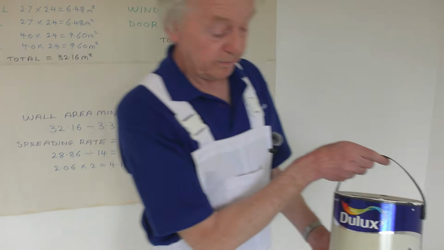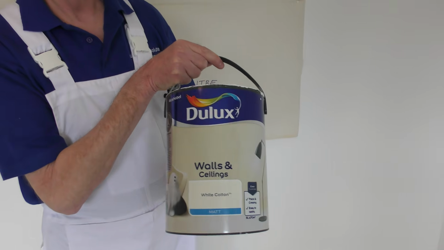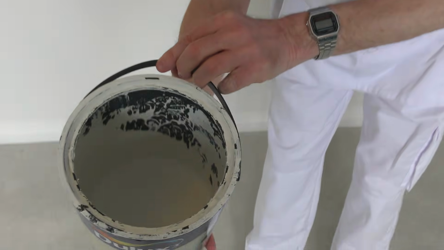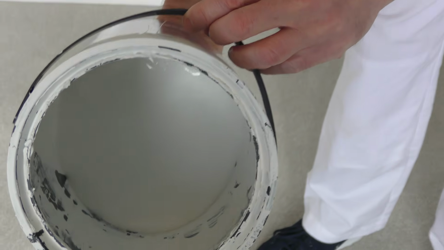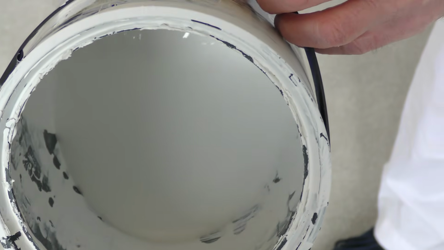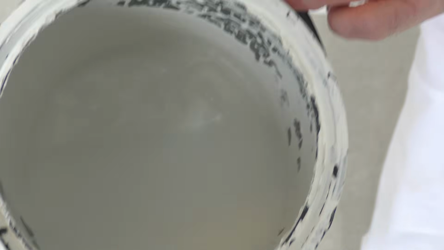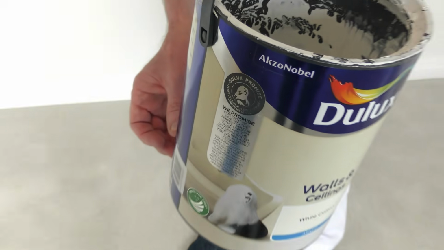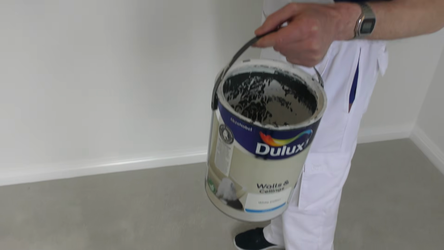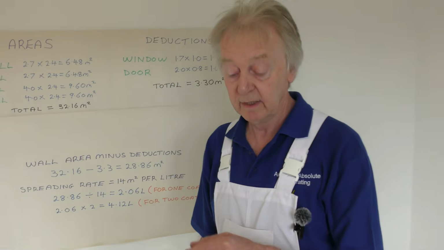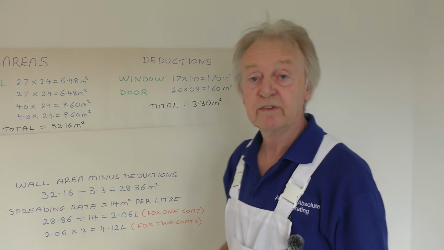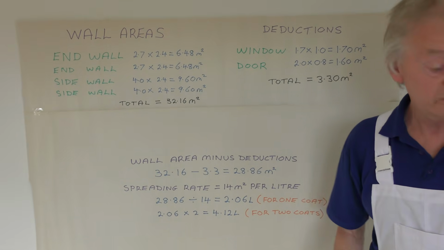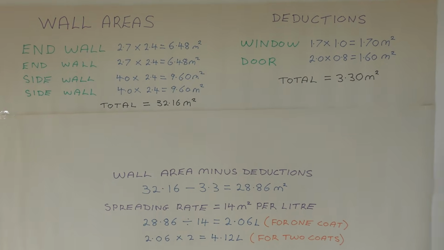So this was the can of paint. White Cotton was the colour, look. So if we have a look inside, just tilt the can like that so the camera can get that. You can see this is a 5 litre tin, and I've got a little bit in the bottom, so I've used about 4.5-ish litres. And we said it would take about 4.12, so it's near enough right. So it's a pretty good system, this, and it will give you a better indication how much paint you're going to need to purchase to paint your walls at home.